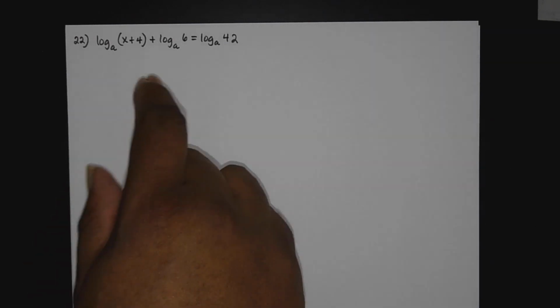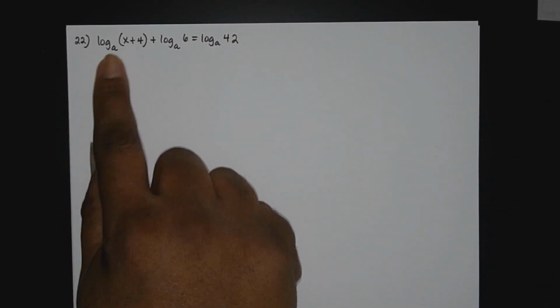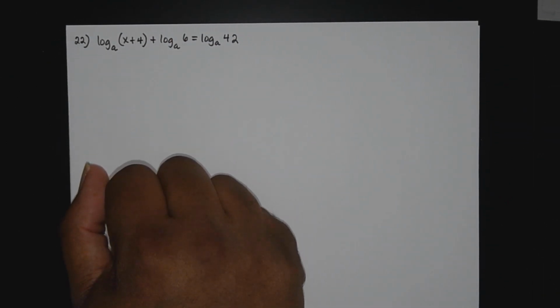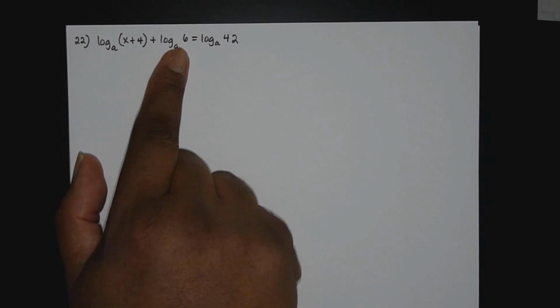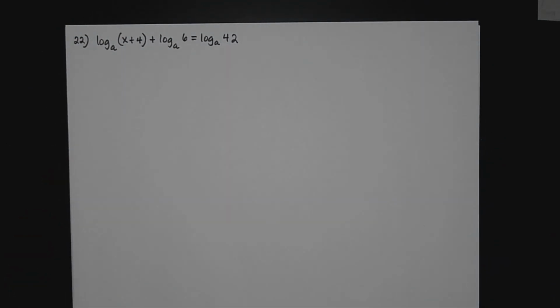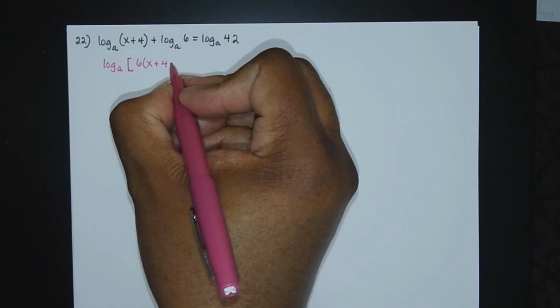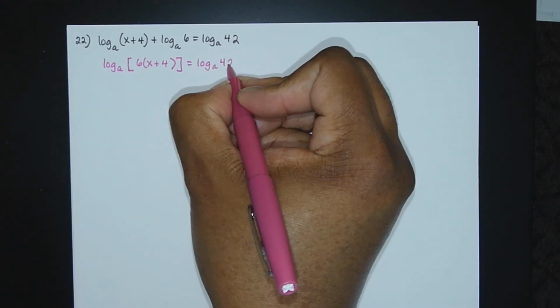Now I want to make sure that I have a single logarithm on each side of the equation. The right side I do, but the left side, I need to condense that as a single logarithm using which rule? The product, the quotient, or the power rule? Product rule, because the plus sign tells me I have a sum of the individual logarithms. I can condense that by using the product rule. So I'm going to have log to the base a of, and I'm going to put the 6 in front of the x plus 4. And then that's equal to log to the base a of 42.